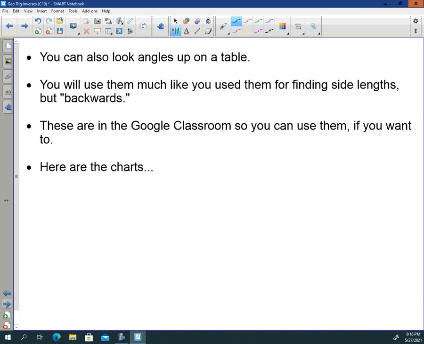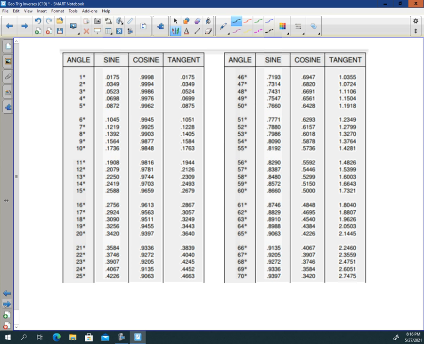Of course, you can also look up this stuff on a table. You're going to use them like you did before for finding side lengths, but now you're just going to use them backwards. These charts are in Google Classroom, so you can use them if you want to. Before, what we wanted to know was maybe the cosine of a 16-degree angle, so we looked up the 16-degree angle, and then we looked up the number for cosine. We're going to do something similar now, but now we'll have a number, and we'll have to look up the corresponding angle. So it would be in backwards order. You'll see how it goes as we move forward.